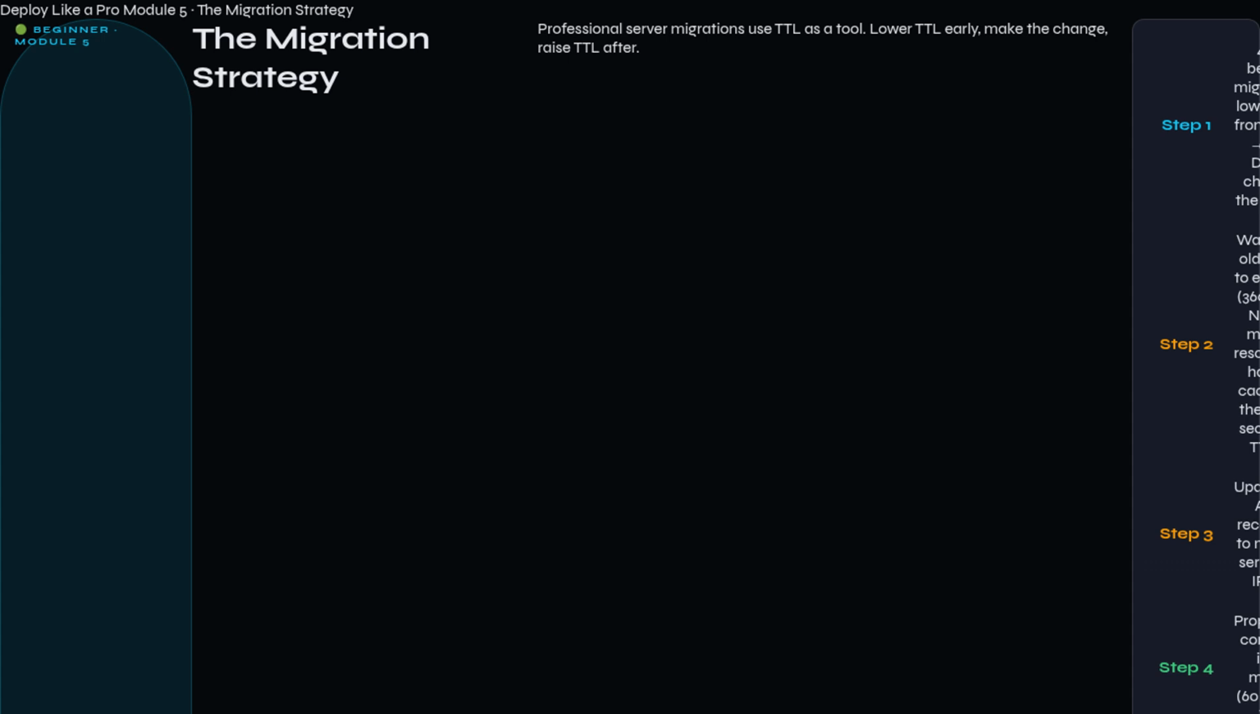Step 6. After confirming the new server works, wait a few hours to ensure no traffic is going to the old server, then decommission it. Step 7. Raise the TTL back. After migration is complete, increase the TTL back to 3600 or higher for better performance. This strategy applies to any planned DNS change: server migration, DNS provider change, CDN addition.